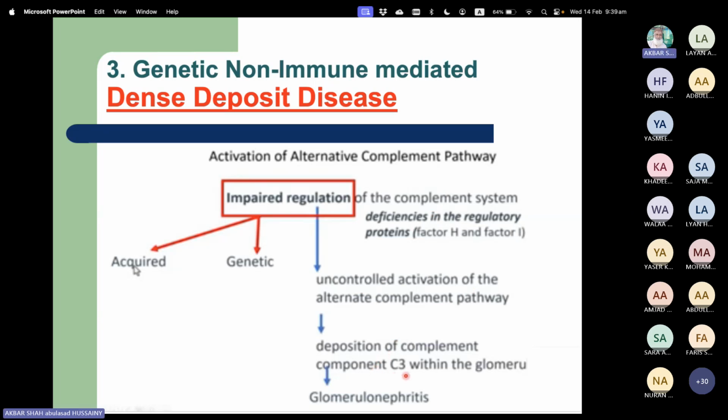We know there are 13 factors in the coagulation system. In the complement system, there are 9 factors. So C3 is also one of the important ones. This gets deposited in the glomerulus and there's inflammation. So glomerular nephritis occurs in this, and the disease is called dense deposit disease because this appears as a very dense deposit on the electron microscopy.